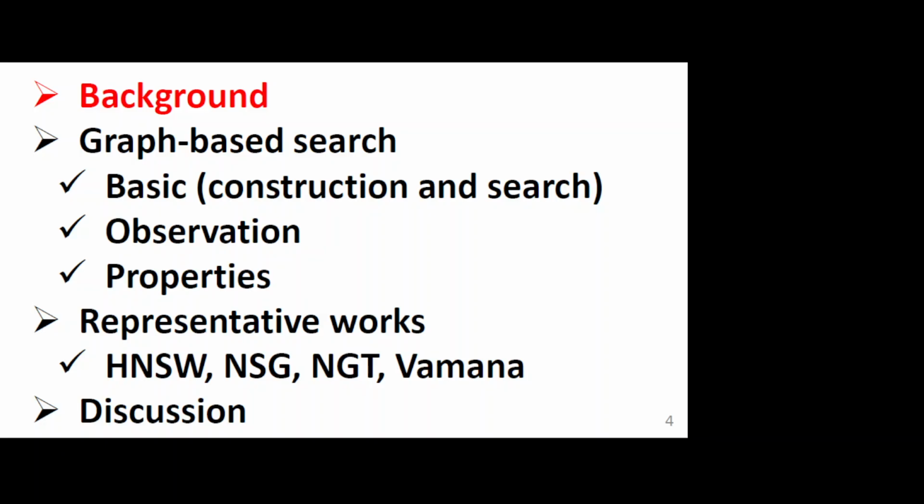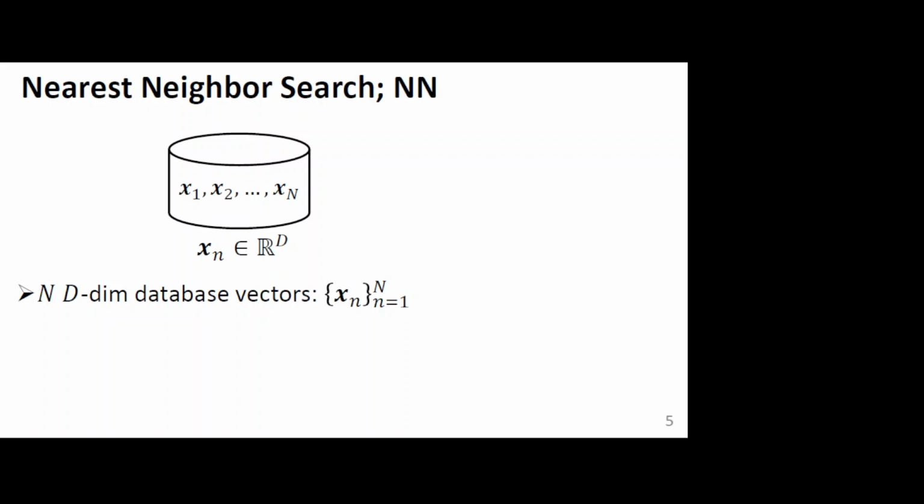Okay, so first is the background. Let's review the basic idea of nearest neighbor search. Given a database, it's actually a vector database, like our term projects. We have a bunch of vectors stored in the database. This database contains n vectors, and each vector is a d-dimensional vector.